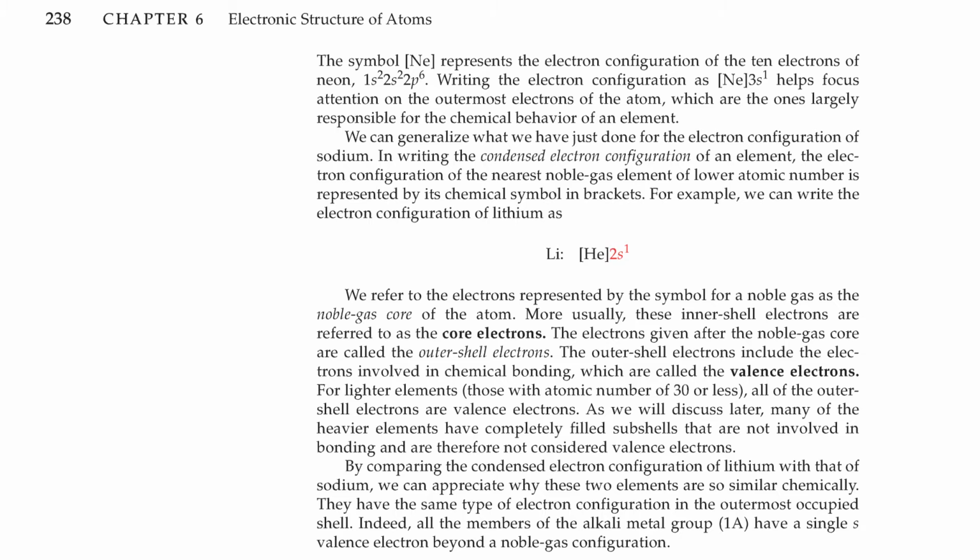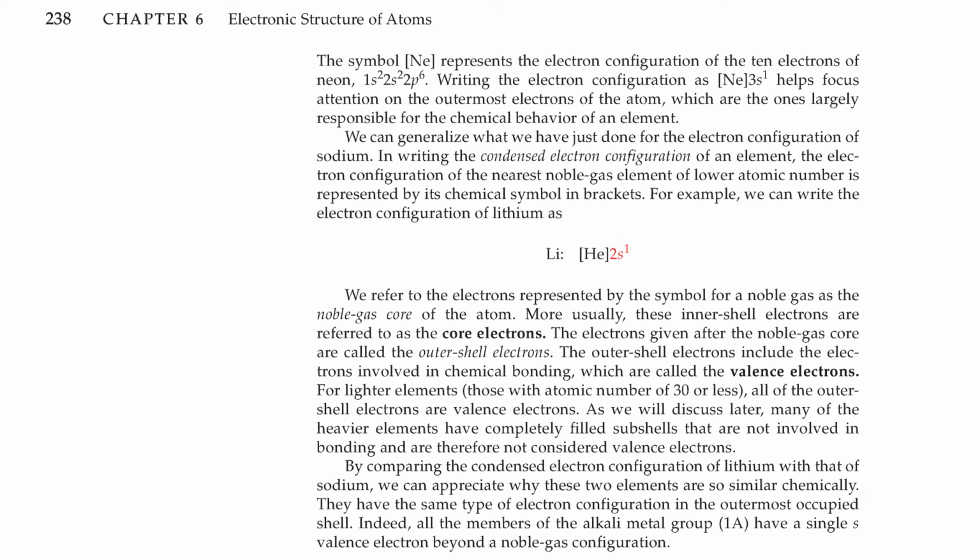The symbol [Ne] represents the electron configuration of the 10 electrons of neon, 1s2, 2s2, 2p6. Writing the electron configuration as [Ne]3s1 helps focus attention on the outermost electrons of the atom, which are the ones largely responsible for the chemical behavior of the element. We can generalize what we have just done for the electron configuration of sodium. In writing the condensed electron configuration of an element, the electron configuration of the nearest noble gas element of lower atomic number is represented by its chemical symbol in brackets.